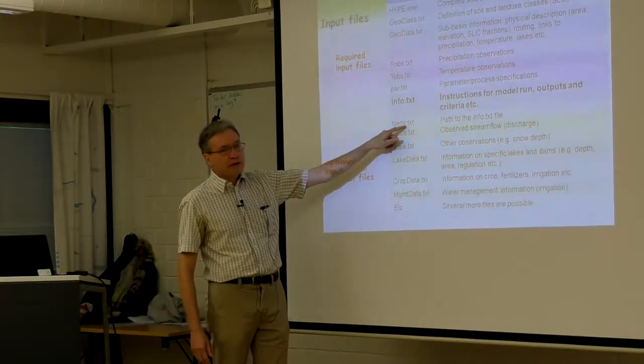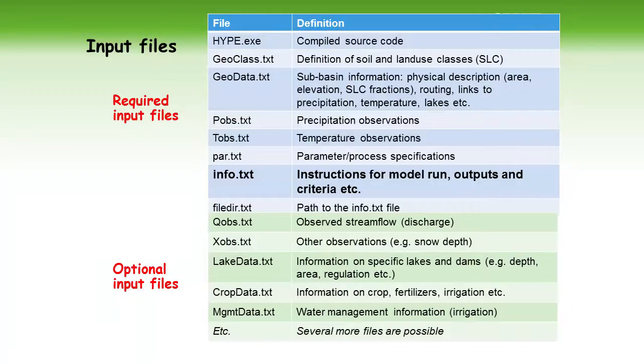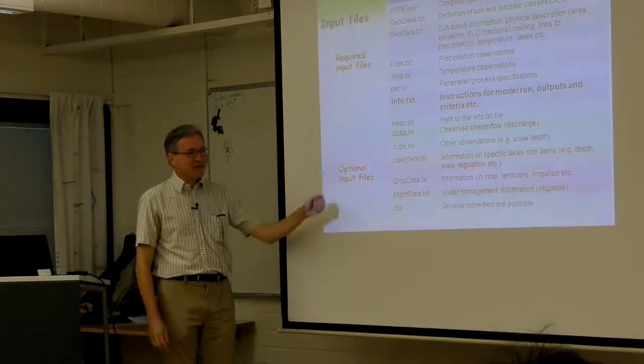Then there is a small file here, which I'm not really quite sure why we need it all the time, but it tells the model where to find the info text file. I just put it in there, and then I don't look at it anymore. I think most of us do that.